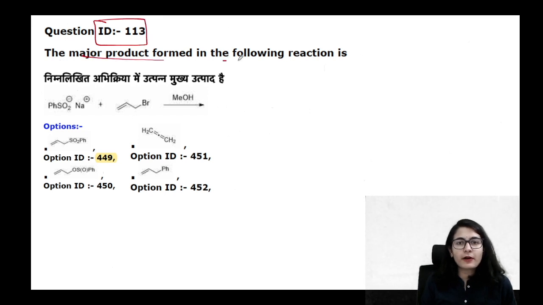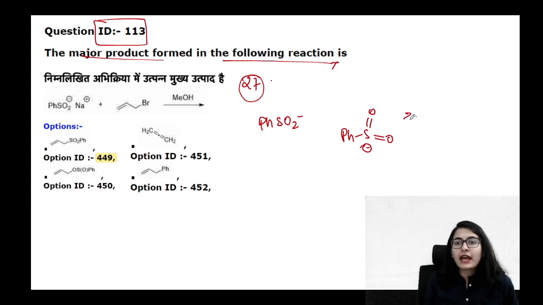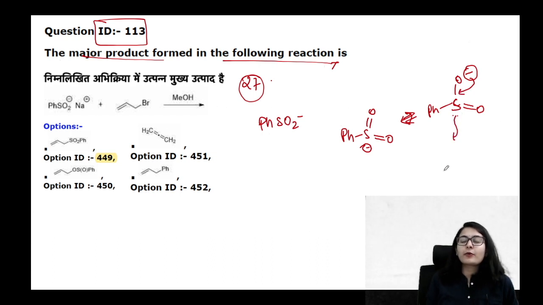Moving onwards, ID 113, guys. The major product formed in the following reaction is. Now, if you have studied from chapter number 27 in Clayden, you will know that whenever a sulfur compound has a negative charge like this, guys, sulfur itself can hold the negative charge like this, and its resonance structure is like this. It is not like the carbonyl. It could be correct in this way also. Both of these resonating structures are correct. Oxygen can attack as well as sulfur can attack from its lone pair.